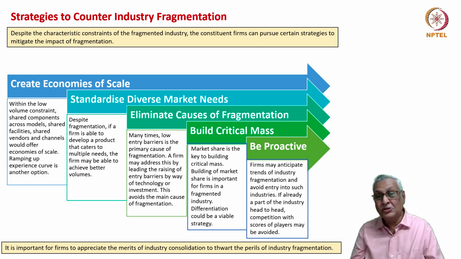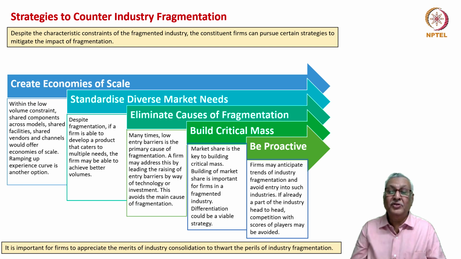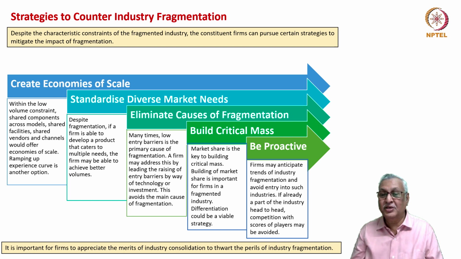The fourth one is building of the critical mass. Market share is the key to building critical mass. Building of market share is important for firms in a fragmented industry. And to be able to achieve that within the limitations, again, differentiation could be considered as a viable strategy.